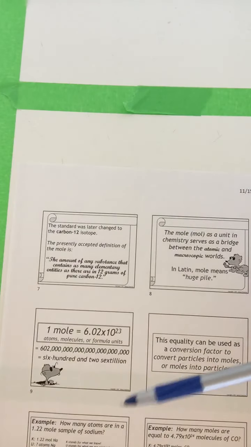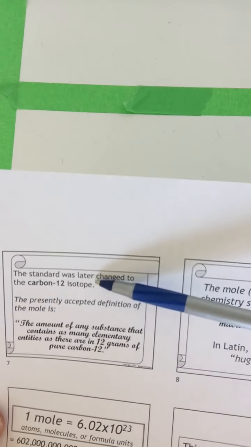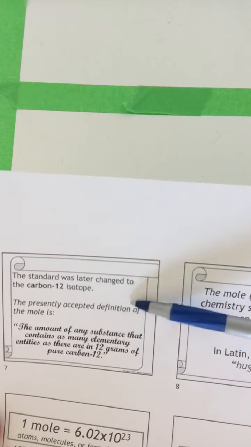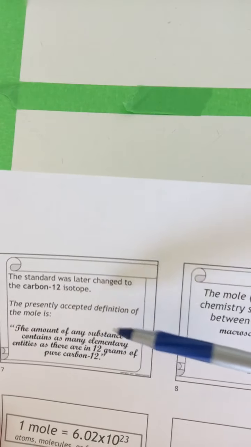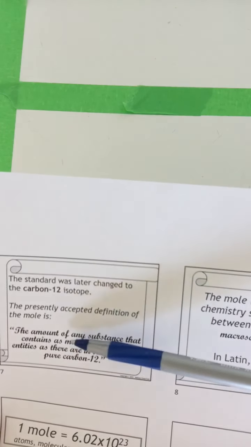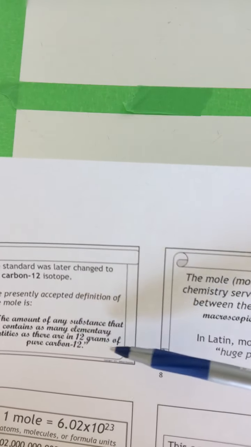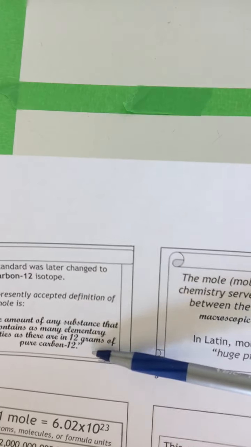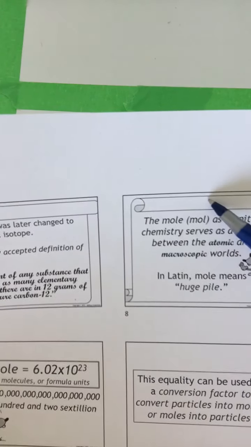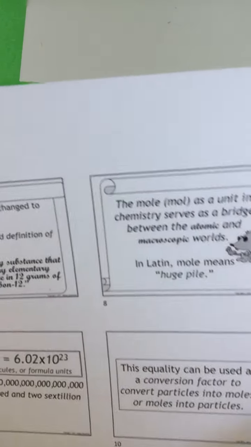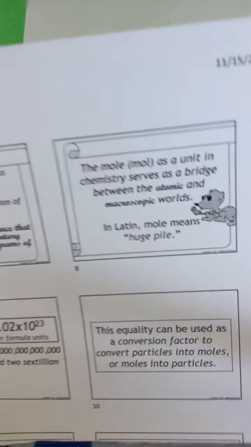How much mass does an element have? When you look at this, it says the carbon-12 isotope is used. The precise definition of a mole is the amount of any substance that contains as many elementary entities as there are in 12 grams of pure carbon-12. Sounds confusing, so let's talk about it a little more and see how we use this.